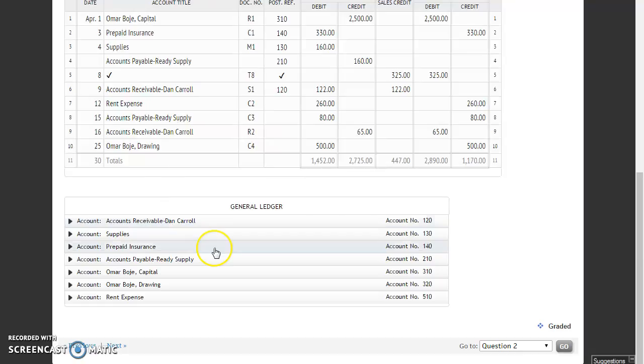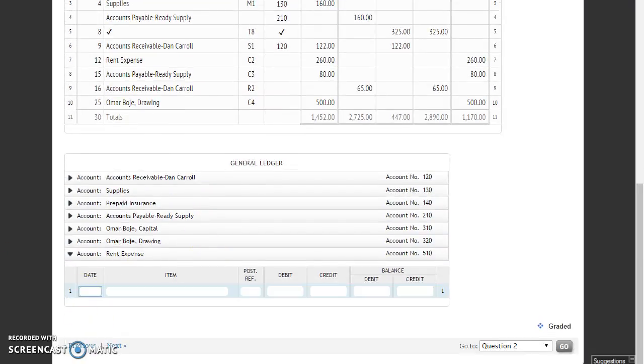All right, next one, rent expense. We're going to go ahead and get that open. And rent expense, this took place on April 12. Post reference 1 from journal page 1. And we had a debit of $260. Again, rent expense, normal balance is debit, so we're going to have our balance running in this column. We have a debit taking place, so we will add it, $260. Account number 510, back up top.